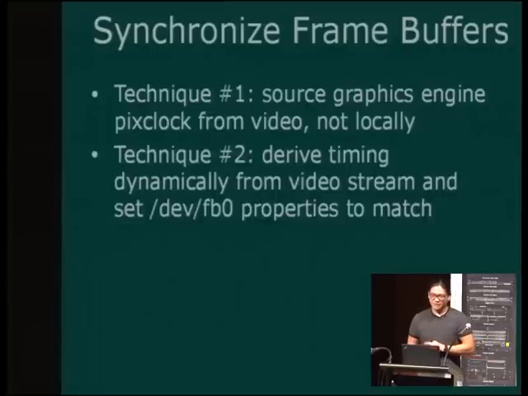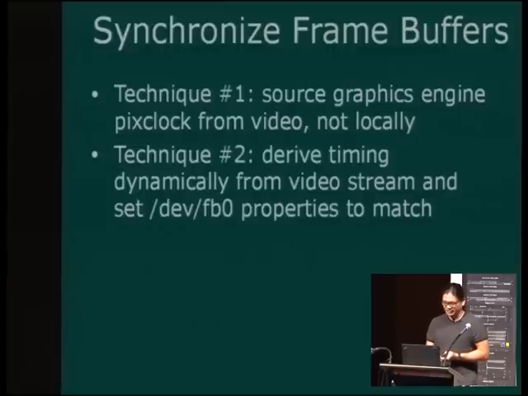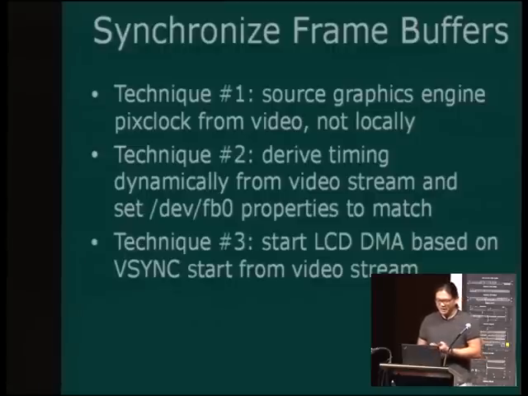Second thing we have to do is that because HDMI supports multiple video resolutions, we have to dynamically change /dev/fb0's properties to match the incoming video resolution. So if it's 480p, we have to set the frame buffer to 480p, 720p, 1080p. These all have to be dynamically derived and matched by the local computer.